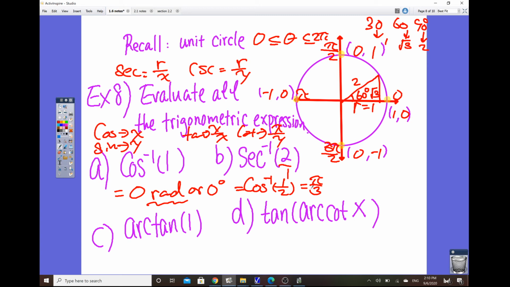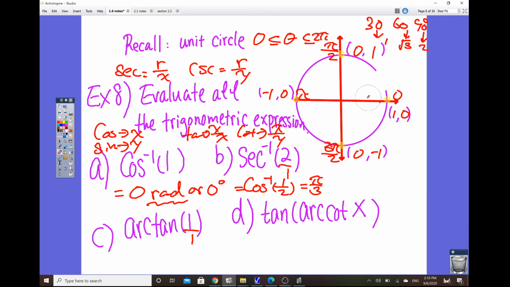Okay, so now what about arctangent? Tangent is considered sine over cosine. Again, the ratio for tangent is y over x. So this one you can put in 1 over 1. So again, 1 over 1, that means this one is appearing in the first quadrant.